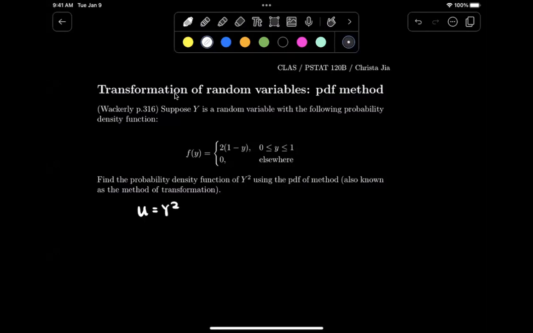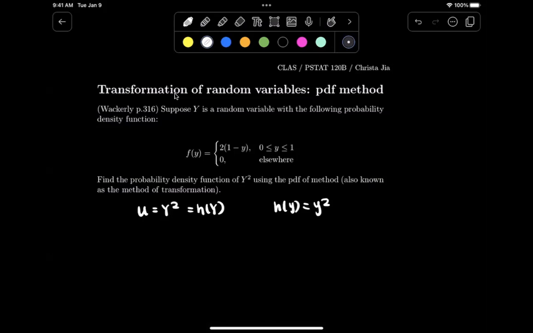Let's call it u. And we want to write u as a function of y. So let's call this function h. So what does this function h do? I would say it takes in a value and then squares it.